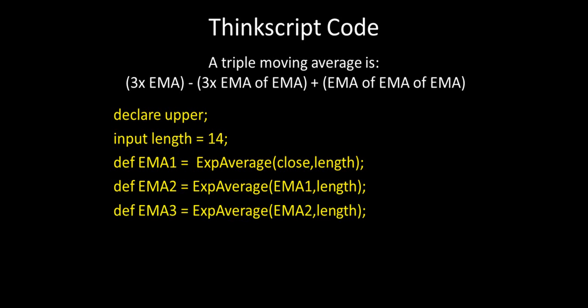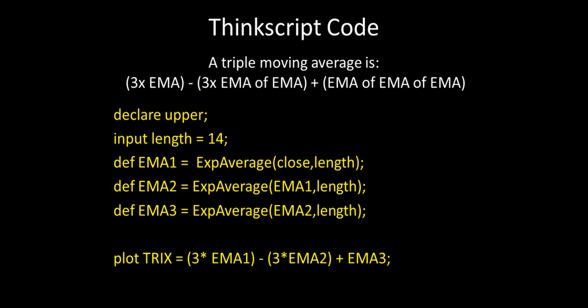We've got all our variables worked out. All we've got to do is plot it on the graph. So we throw a simple plot on the bottom. We put in our simple arithmetic, 3 times the first one minus 3 times the second one plus the third one. Very straightforward for somebody who's been using Thinkorswim for a while. It takes you about 10 minutes tops.